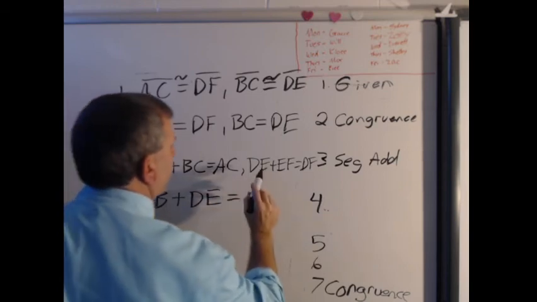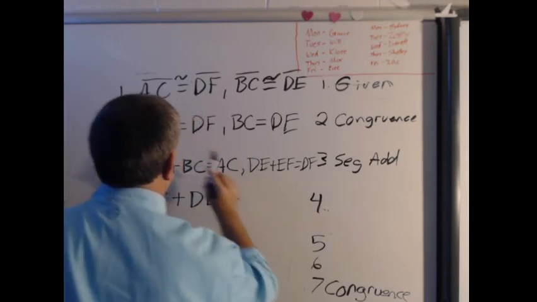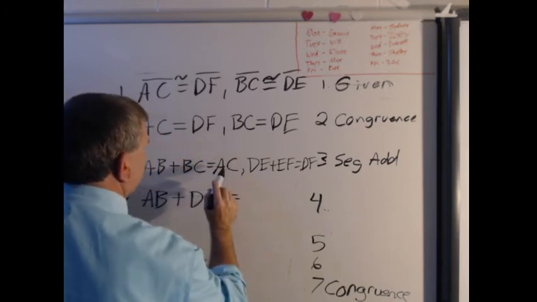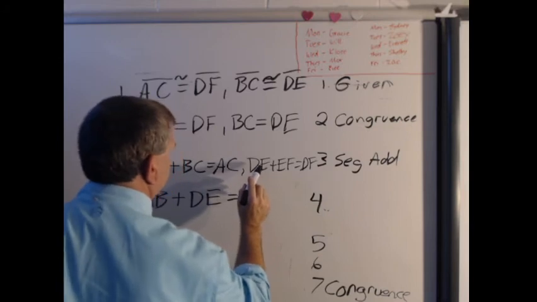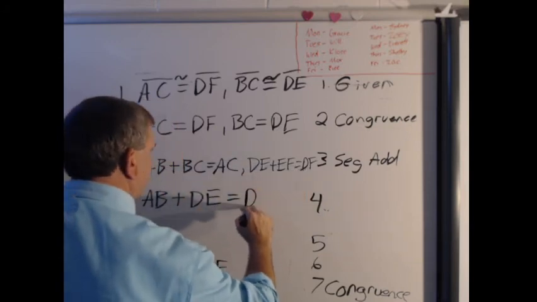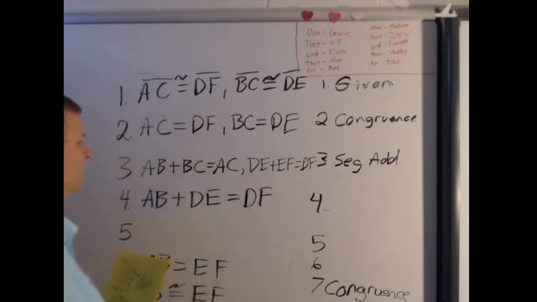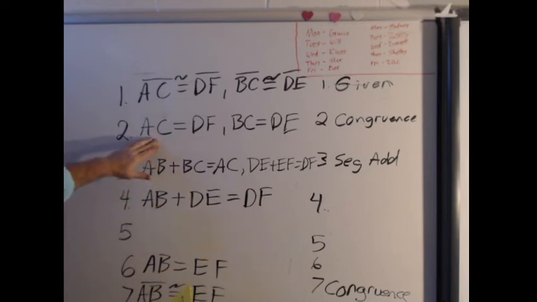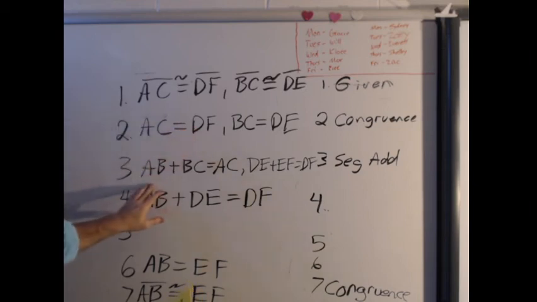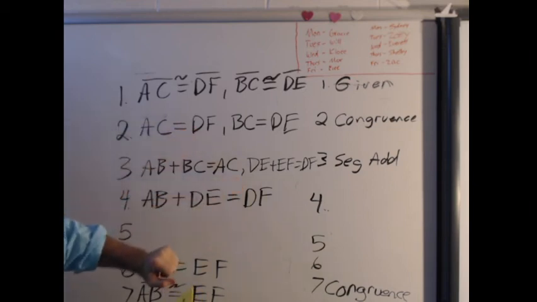All right, and I know that if I take this part is equal to that, and I add this, which is equal to DF, I know that the whole thing can equal DF. And why is that? Okay, well again, let's go back to what we see here. Okay, AC is equal to DF.